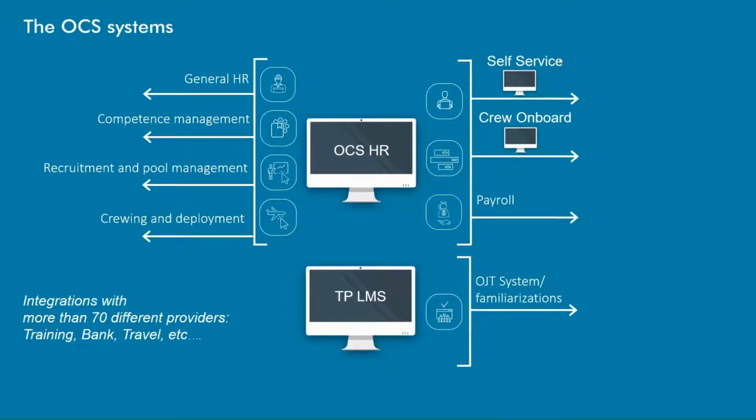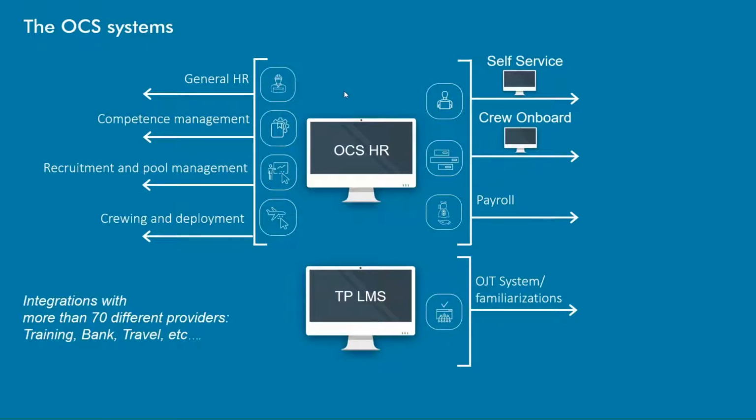These are self-service, made for the employees so they can access the HR system through an internet solution, and crew on board, which is a vessel's access to the HR system. This part of the system operates without internet access as an offline solution synchronizing with the main OCS database.